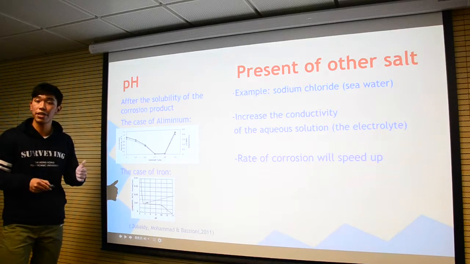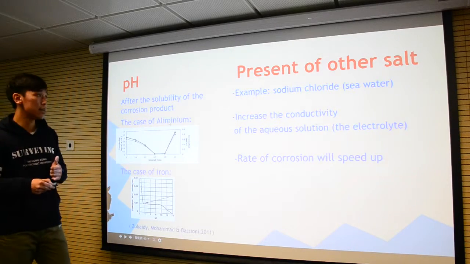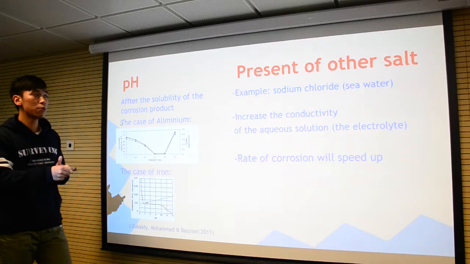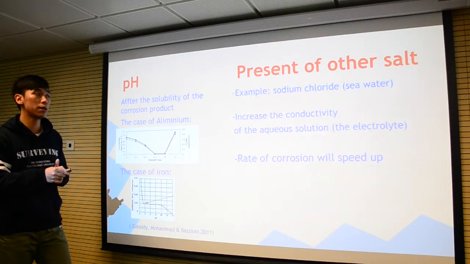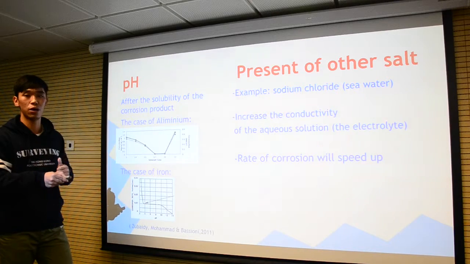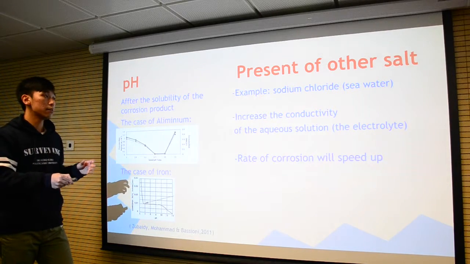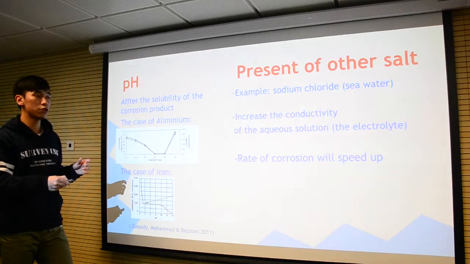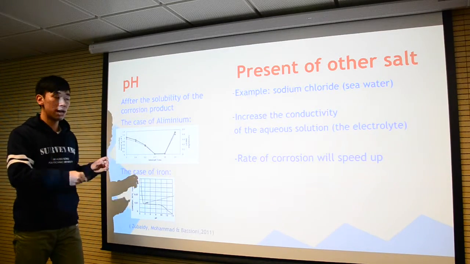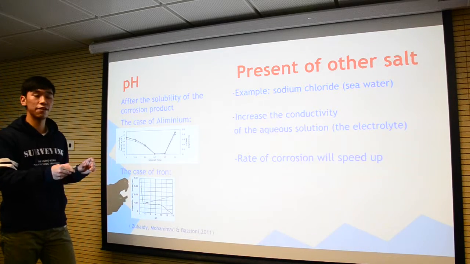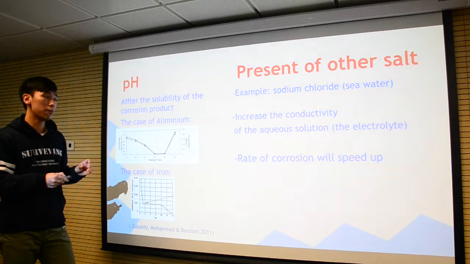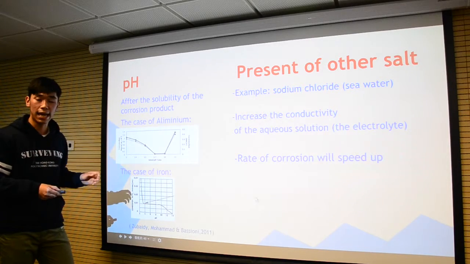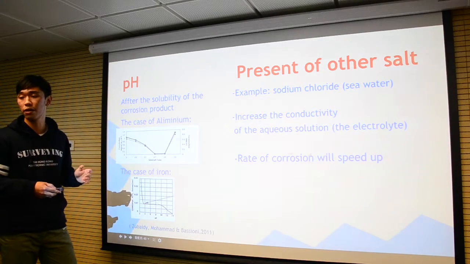After talking about the nature of metals and oxides, we'll talk about the presence of other salts. For example, the presence of other salts such as sodium chloride, which we always see in seawater. The presence of other salts can increase the conductivity of the aqueous solution, which means the electrolyte. When the conductivity of the aqueous solution increases, the rate of corrosion will increase too, because the electrons flow at a faster rate.